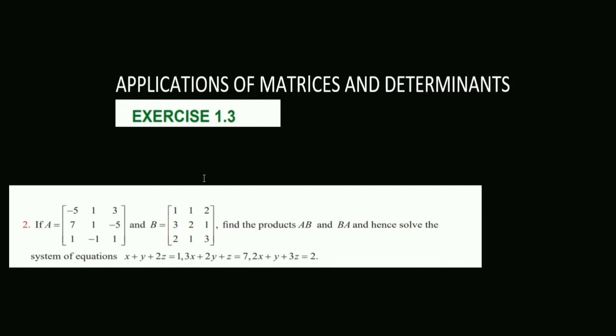So here two matrices are given. You're going to find the products AB and BA. Using that, you're going to solve this system of equations. So you're going to find the products, and using the products, we are going to solve this. So let us first find the product AB.